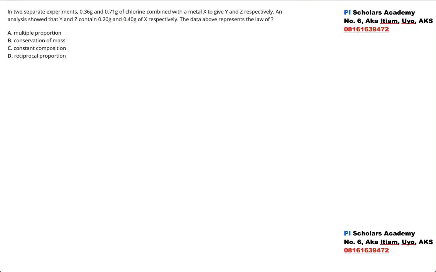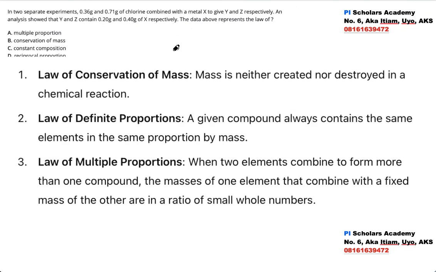This is a UTME chemistry question and it is testing us on laws of chemical combination. Now, for this particular question, anytime you want to do anything on law of chemical combination, you need to know whether it's talking about masses of substances or volume of gases. In this question, we are dealing with mass. So the first thing we need to do is to find the ratio of the masses as they combine.